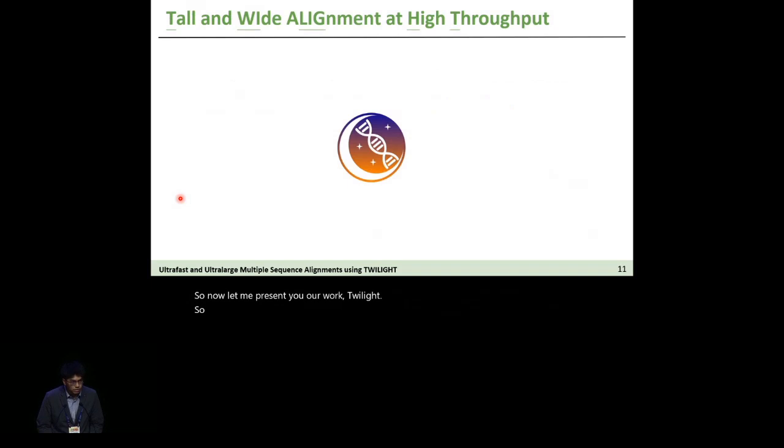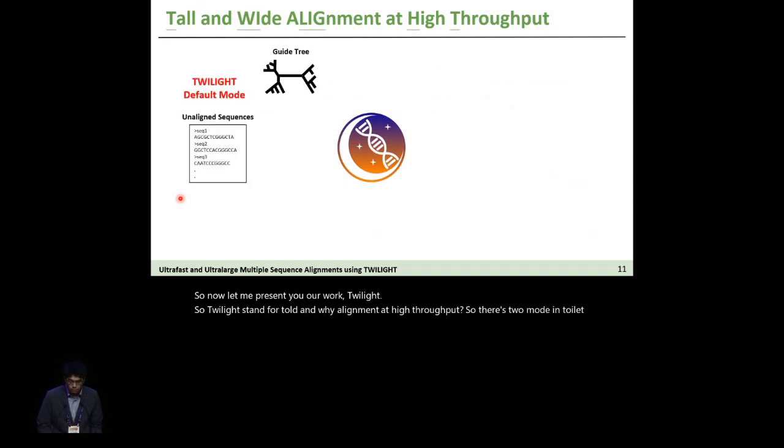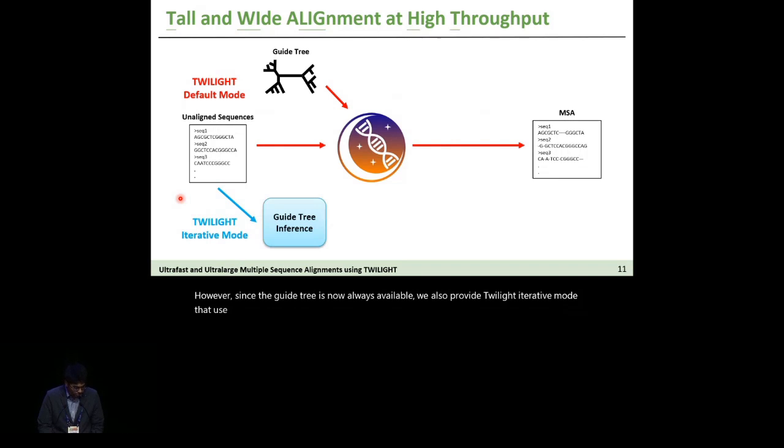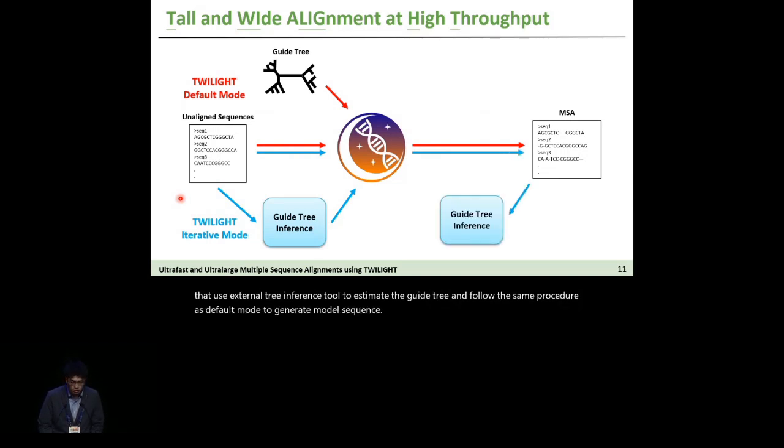TWILIGHT stands for tall and wide alignment at high throughput. There are two modes in TWILIGHT. First, the default mode, just like all multiple sequence alignment tools, takes in a guide tree and a raw sequence file as input and generates the multiple sequence alignment as output. However, since the guide tree is not always available, we also provide TWILIGHT iterative mode that uses an external guide tree inference tool to estimate the guide tree and follows the same procedure as the default mode to generate the multiple sequence alignment. Iterative refinement can also be used in our TWILIGHT iterative mode.